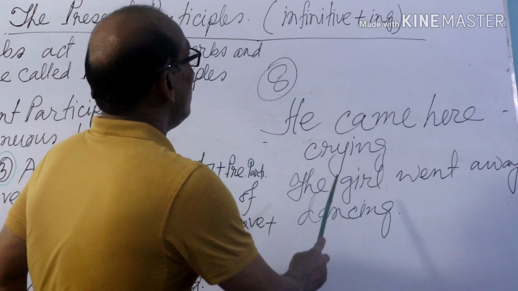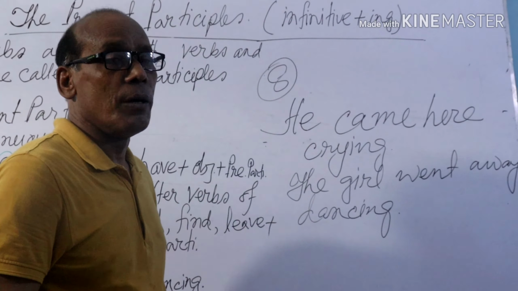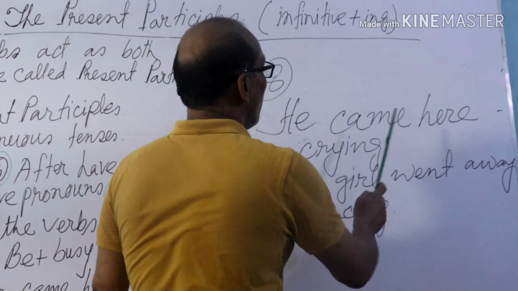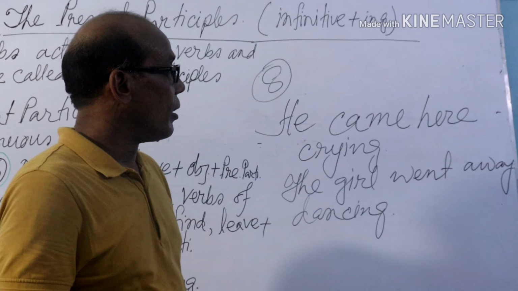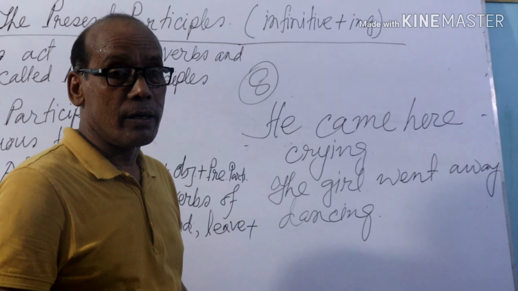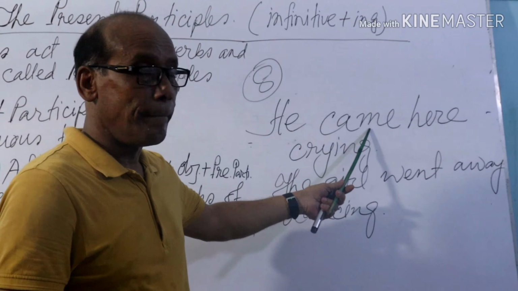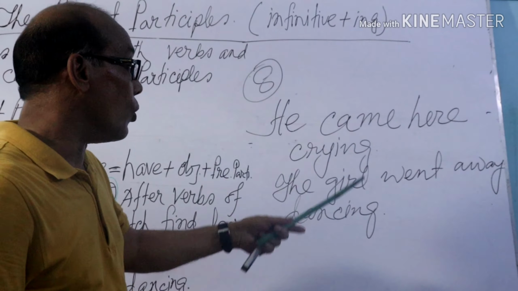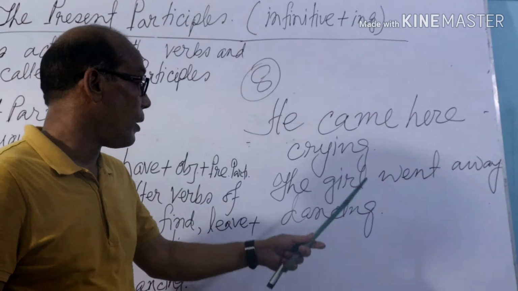Dear listeners, you see, he came here crying. And how did he come here? In which condition did he come here? He came here crying. That means this indicates the condition of his coming here. So here crying indicates the situation of the verb came. So crying is here working as an adverb, and in the lower sentence we see the girl went away dancing.